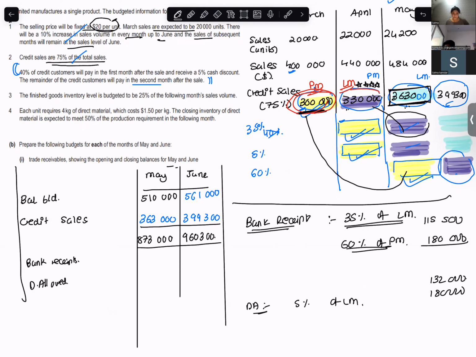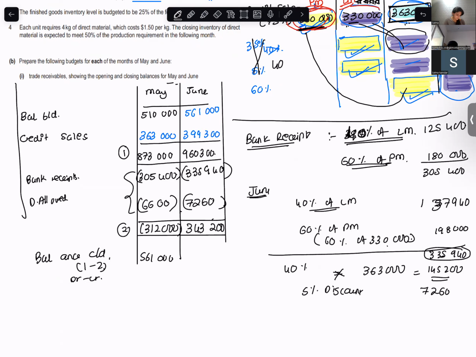So balance closed down will be 1 minus 2, that means the debit side minus the credit side. So it will come up to how much? 561,000. And how about the total of this? 343,200. So the balance closed down will become how much? 617,100. Okay. So with this, we completed the trade receivables budget.